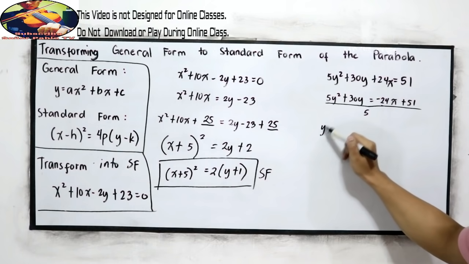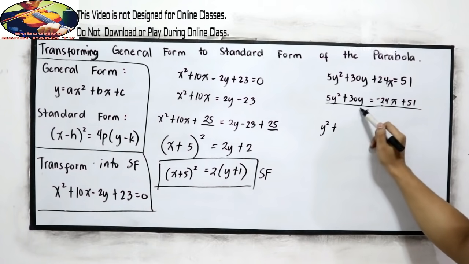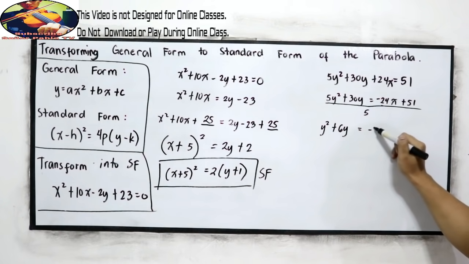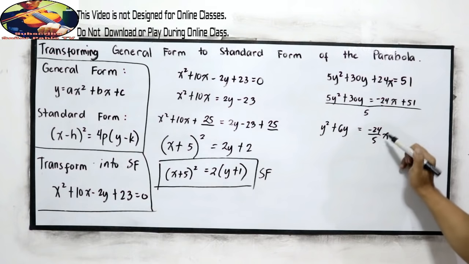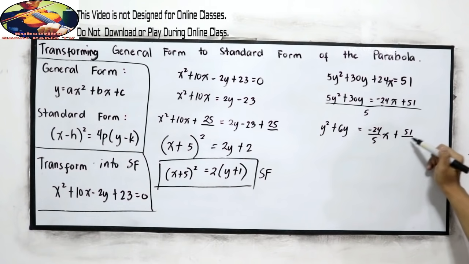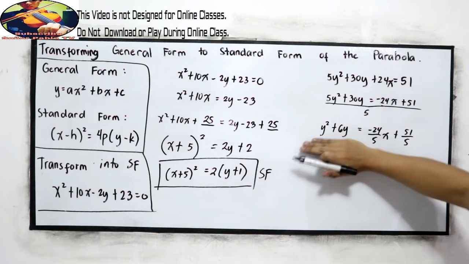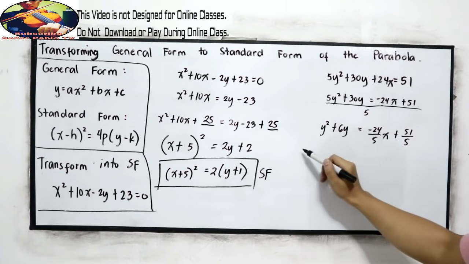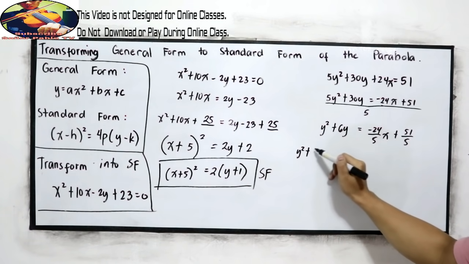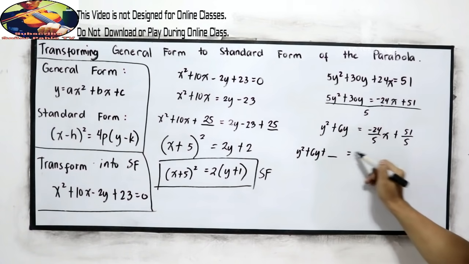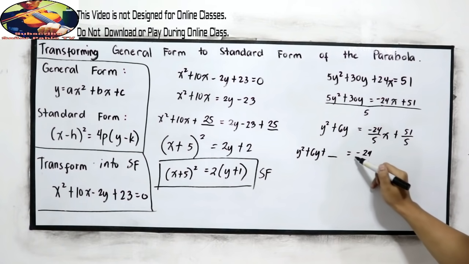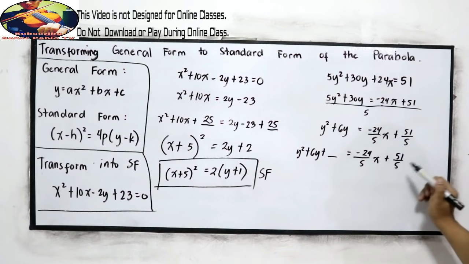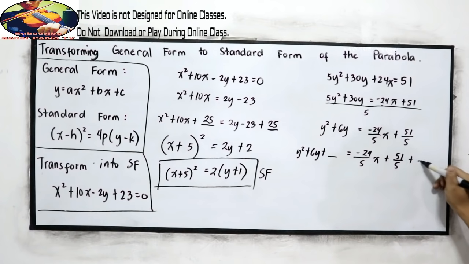So this will become y squared plus 30 divided by 5, 6y is equal to negative 24 over 5x plus 51 over 5. So that we can make our right side a perfect square trinomial. Now, y squared plus 6y plus blank is equal to negative 24 over 5x plus 51 over 5. We added blank, so we need to add blank on the right side.